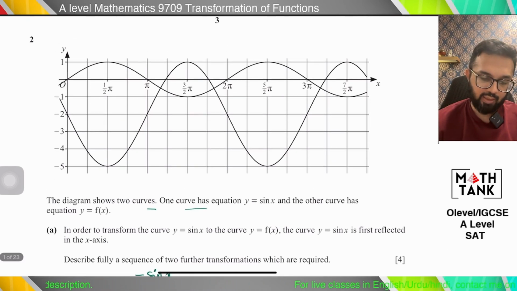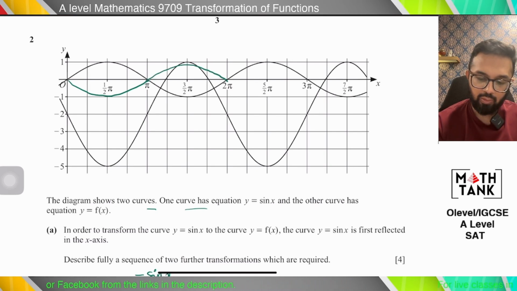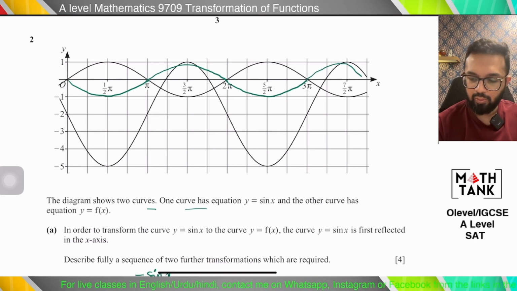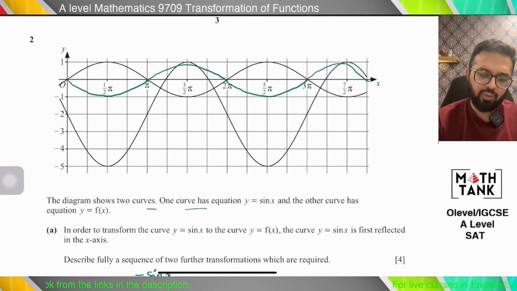Okay, so minus sine x would look something like this if I were to draw it here for you. I know that there is a stretch involved and there's a translation involved as well, and I will have to do a little guesswork. There is essentially no guesswork.